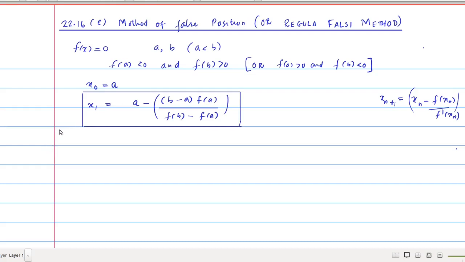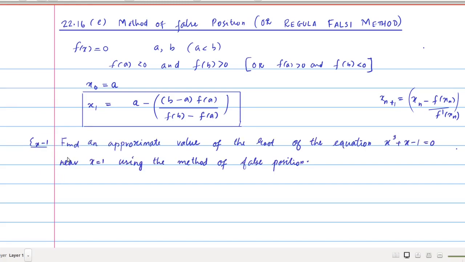So this is example 1. I will write the question. This is the question. Find an approximate value of the root of the equation x cube plus x minus 1 equal to 0 near x equal to 1, using this method of false position. So the one thing is very easy. We need to find a root near to this x equal to 1.